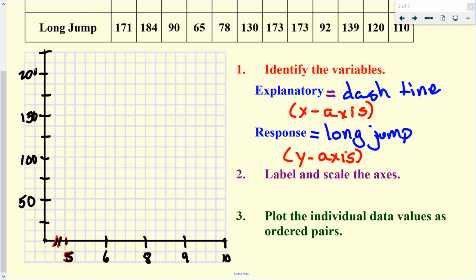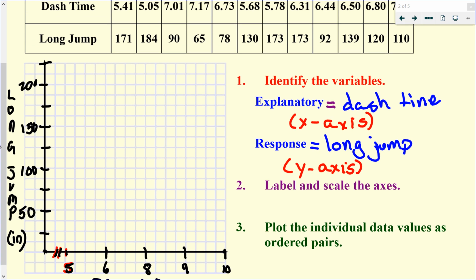It is perfectly okay to scale, realize you don't have enough, and go back. So if we label our axes, this one is going to be dash time, which is in seconds. This is going to be long jump, which is in inches. Okay, so we're going to plot each of these variables like they're ordered pairs. So 5.41 and 171.